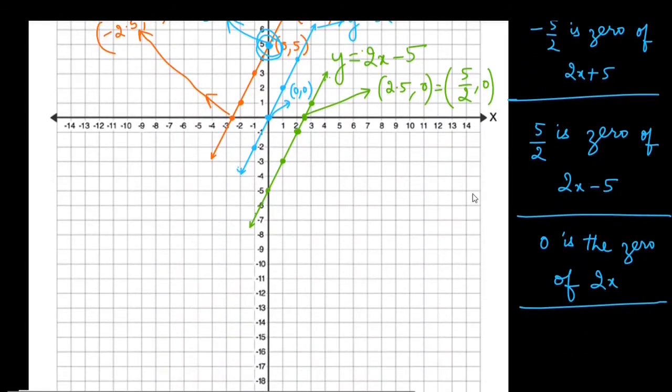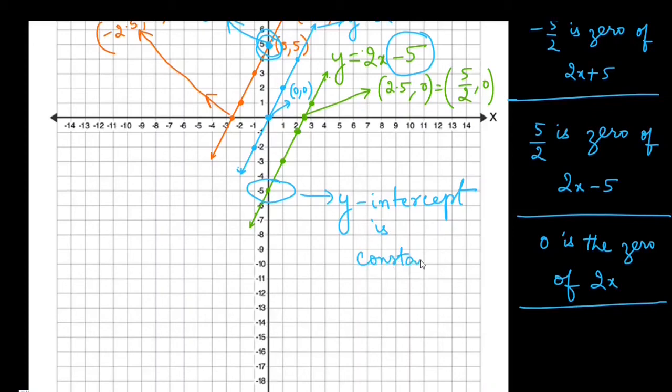So in this also, the constant term is minus 5. The y-intercept here is minus 5. Y-intercept is the constant term. The constant term in the polynomial indicates y-intercept on graph.